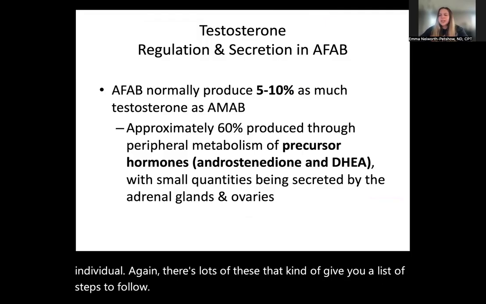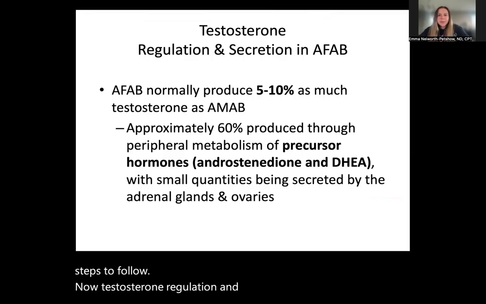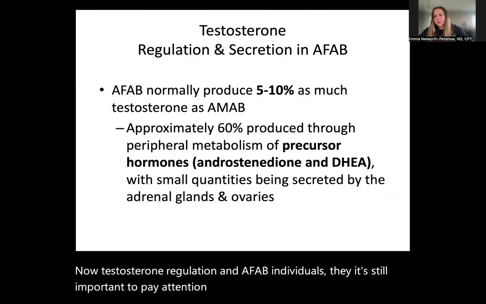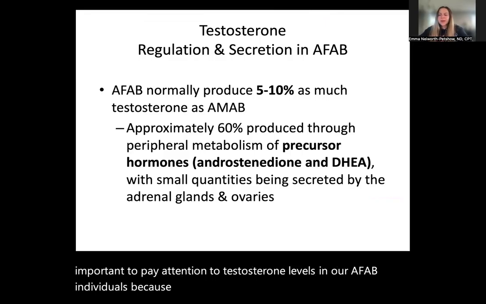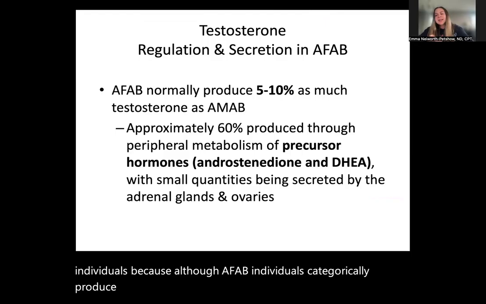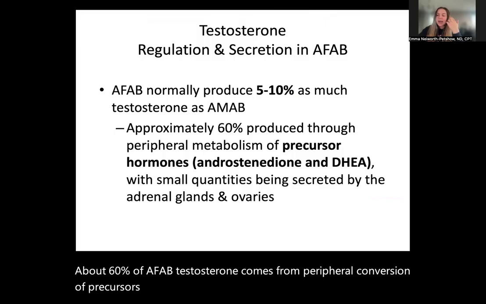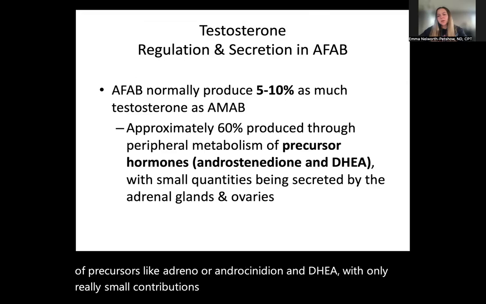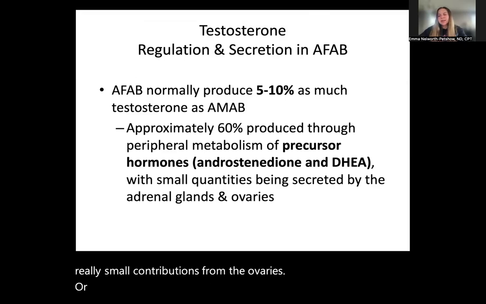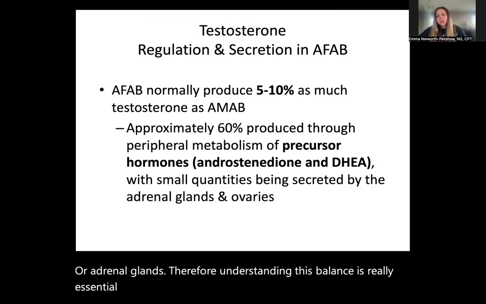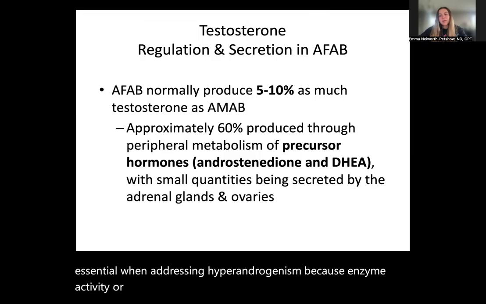Now, testosterone regulation in AFAB individuals. It's still important to pay attention to testosterone levels in our AFAB individuals because although AFAB individuals categorically produce much less testosterone, it still plays key physiologic roles. About 60% of AFAB testosterone comes from peripheral conversion of precursors like androstenedione and DHEA, with only really small contributions from the ovaries or adrenal glands. Therefore, understanding this balance is really essential when addressing hyperandrogenism because enzyme activity or adrenal dysfunction can significantly alter serum androgen levels.